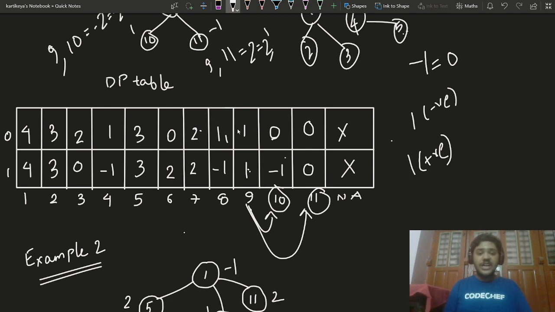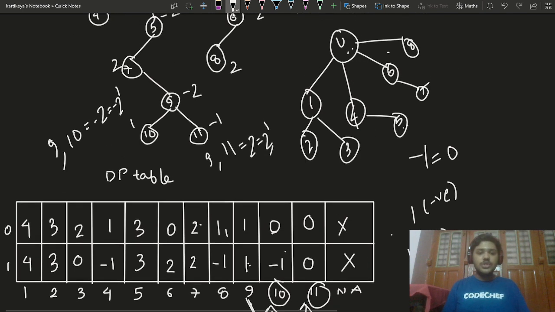And who is its child? 9. What positive value 9 can afford? It can afford a power 1 of 2, and 7 is also offering a power 1. So 1 plus 1 would be 2 here. And what negative power 9 can offer? It can offer 1, and 7 is also offering 1. So 1 plus 1 is 2 here. Okay. And I can show you here.